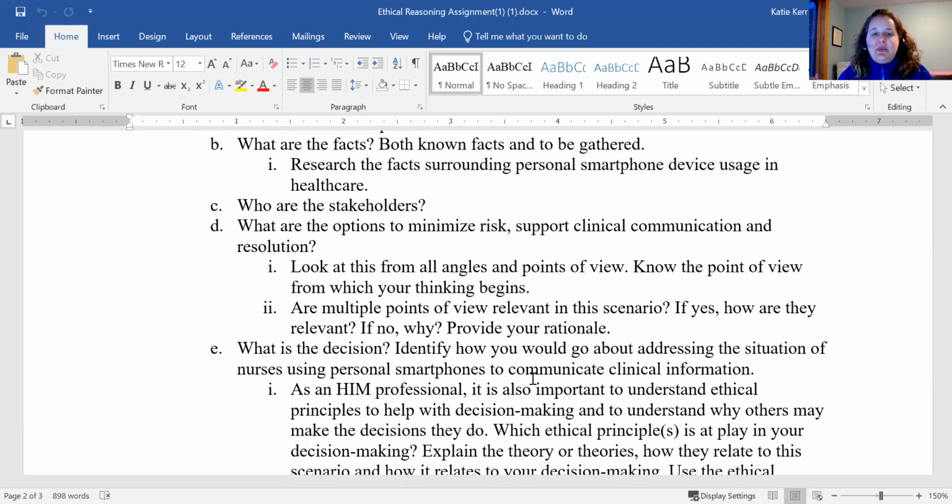And the second question was just, are multiple points of view relevant in this scenario? If yes, how are they relevant? If no, why? And provide your rationale. So I think I've given you an indication of what I'm expecting for that second question there. There probably should be multiple points of view.